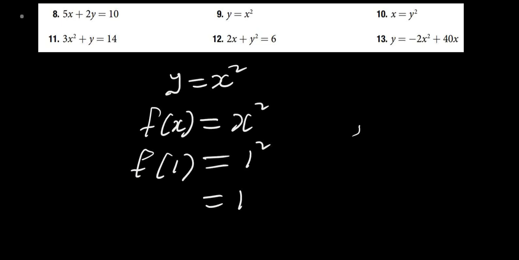Let's also plug in 2. This will be equal to 2 squared, and 2 squared is equal to 4. For this input value of 2, that gave us 4, just one output value. So you can see for every input value that will be plugged into this relation, it will lead to exactly one output value. Therefore, this relation is a function. I hope this is clear to you.